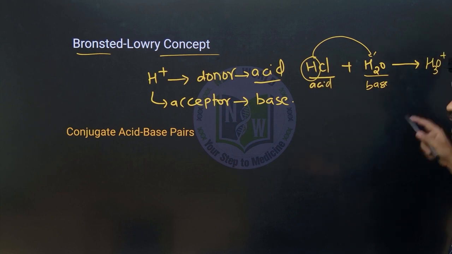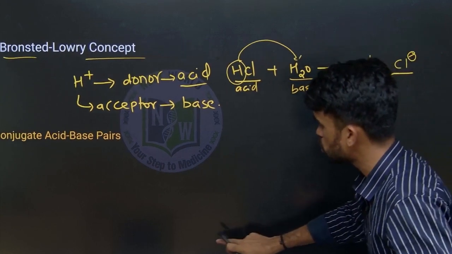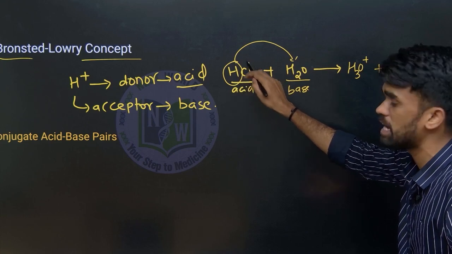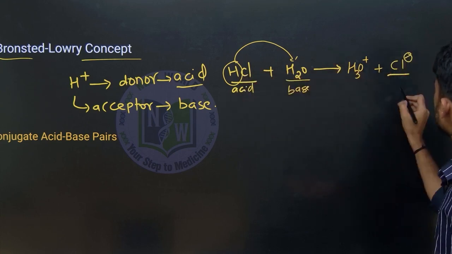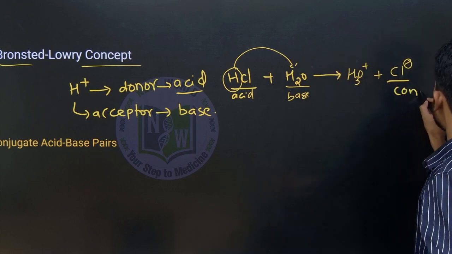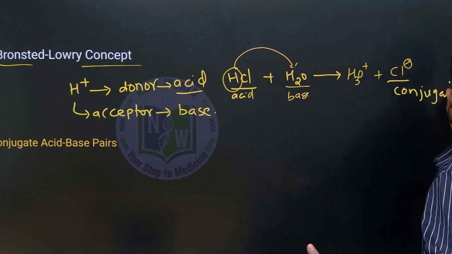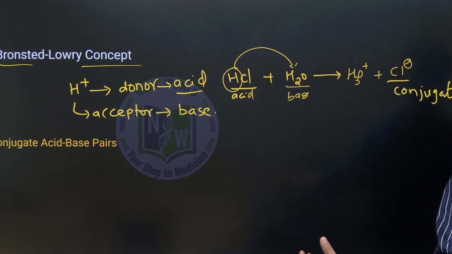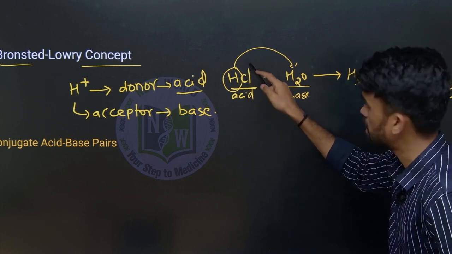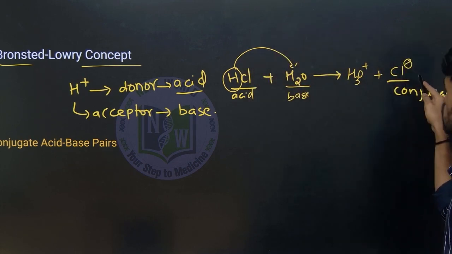So that is called the conjugate base. The remaining anionic part of the acid is called the conjugate base. So this is also an important point here, conjugate base. A few questions are asked on this concept itself, I will show you. The negative part of the acid is called the conjugate base.